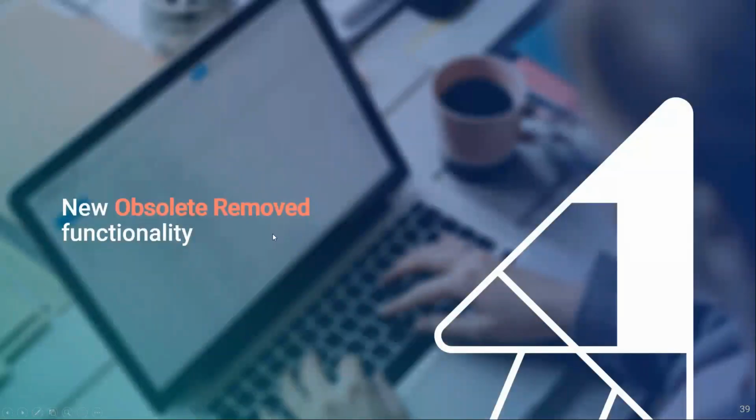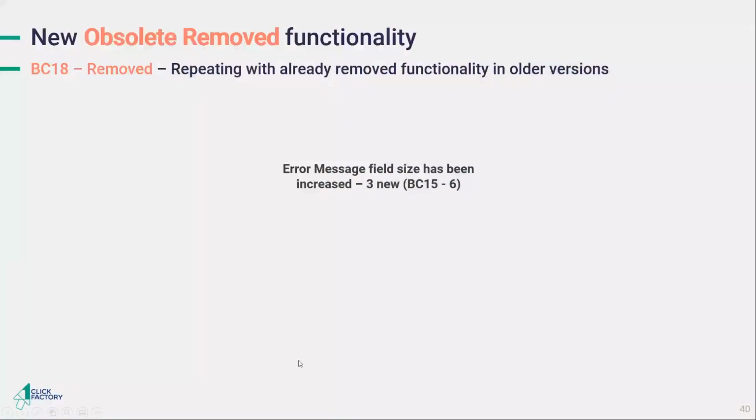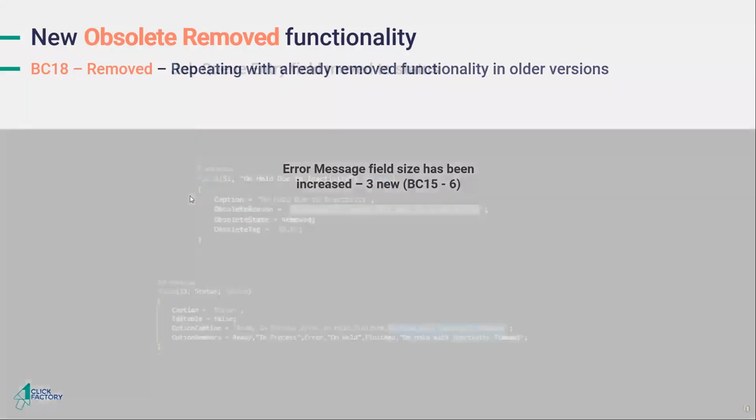That's it from news. What is still new pending and what is new obsolete removed is the most critical part to know. So the error message field has been increased, only 3 new places in Business Central 18, and in Business Central 15 it was only 6 places which were removed. So again, this is repeating already removed functionality in older versions.